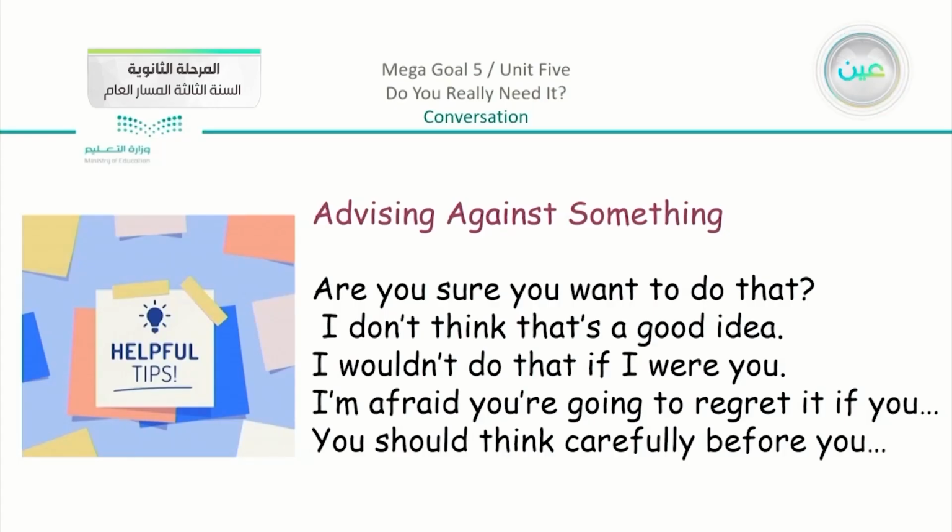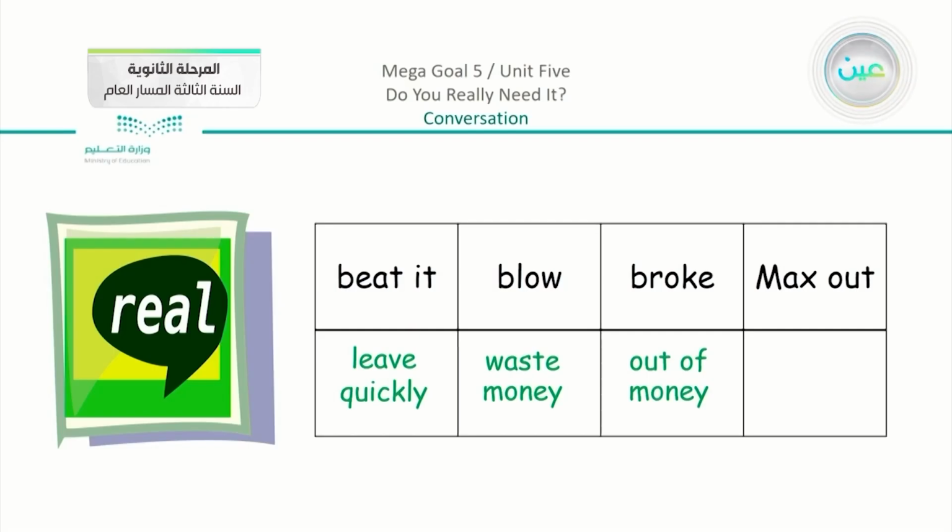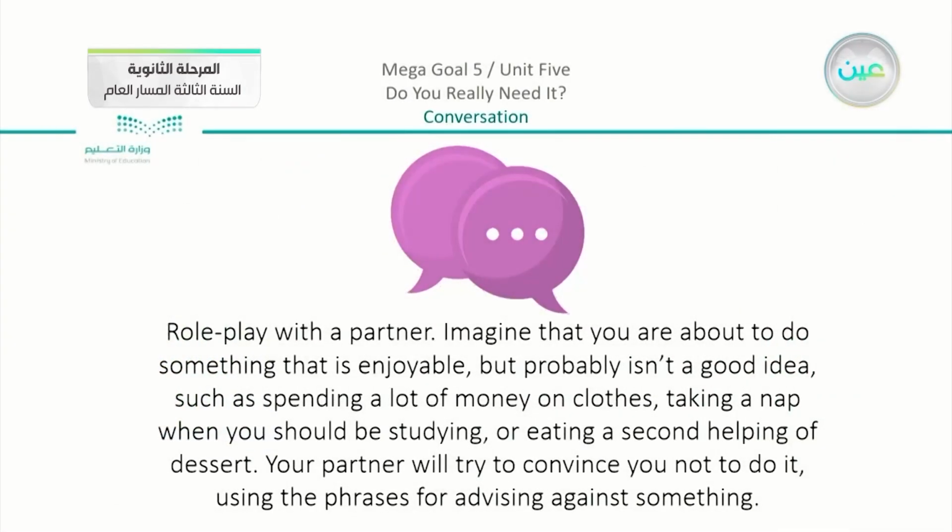So we have these phrases. They show advice against something. Now you can see also that the words that we discussed at the very beginning are in the conversation. We have beat it, as we said, means to leave quickly. We also have to blow money away, which means to waste money. We have broke, someone who is broke is out of money. And max out means, of course, to spend up to the limit. So you can see in our conversation part, we have the part about advising against something, and we do have our real talk phrases.